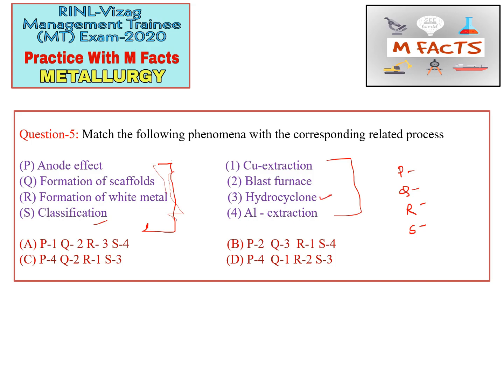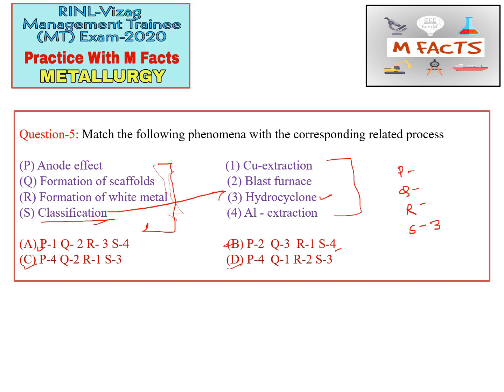Okay, so hydrocyclones means this is used in the classification process. This is basically the ore dressing part, and this is the ore dressing part. So hydrocyclones, we can match S by 3. So we write it like that, S 3. By this we can eliminate option A and option B because S doesn't have 3. Okay, so now we have two options, that is option C and option D.